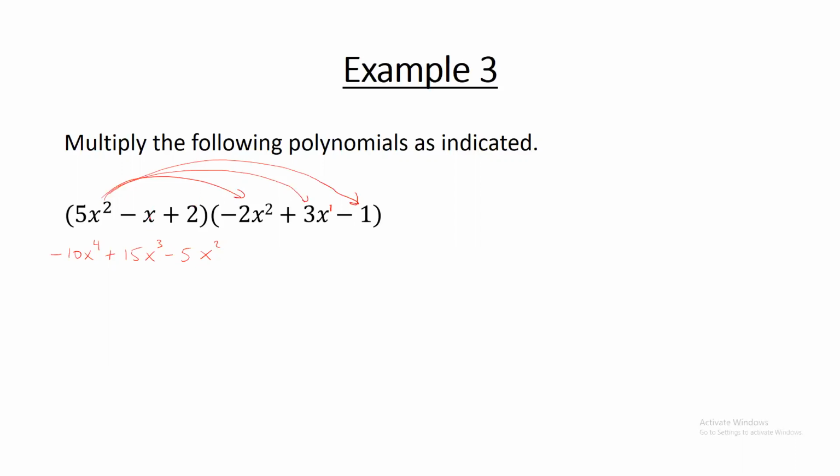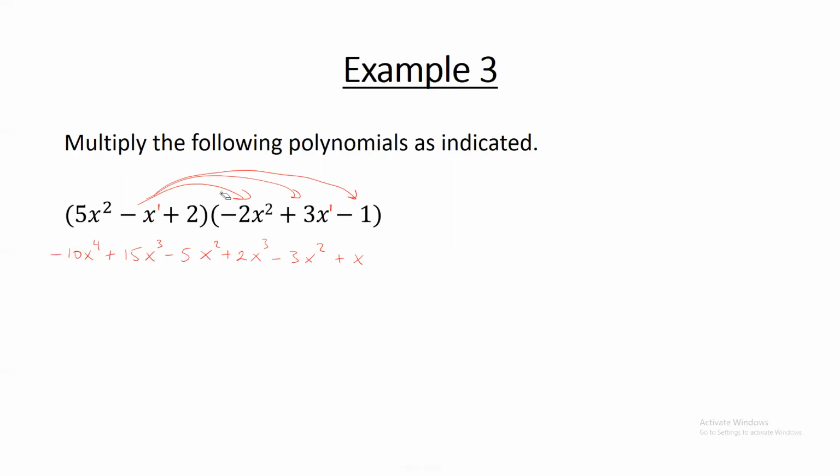Next, we're going to distribute the negative x into each term. And remember, again, x is like x to the 1st power. So negative x times negative 2x squared is plus 2x cubed. Negative x times 3x is minus 3x squared. And negative x times negative 1 is plus 1x. And we don't have to write the 1.